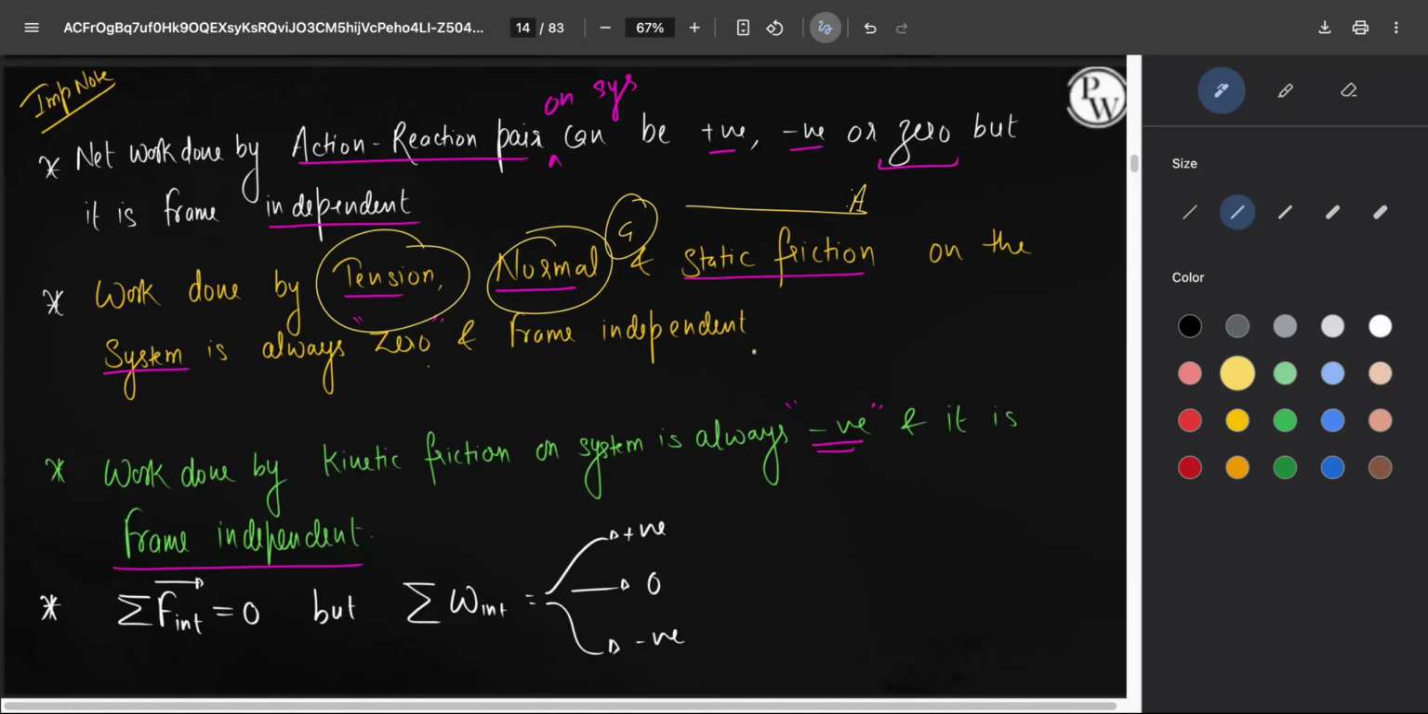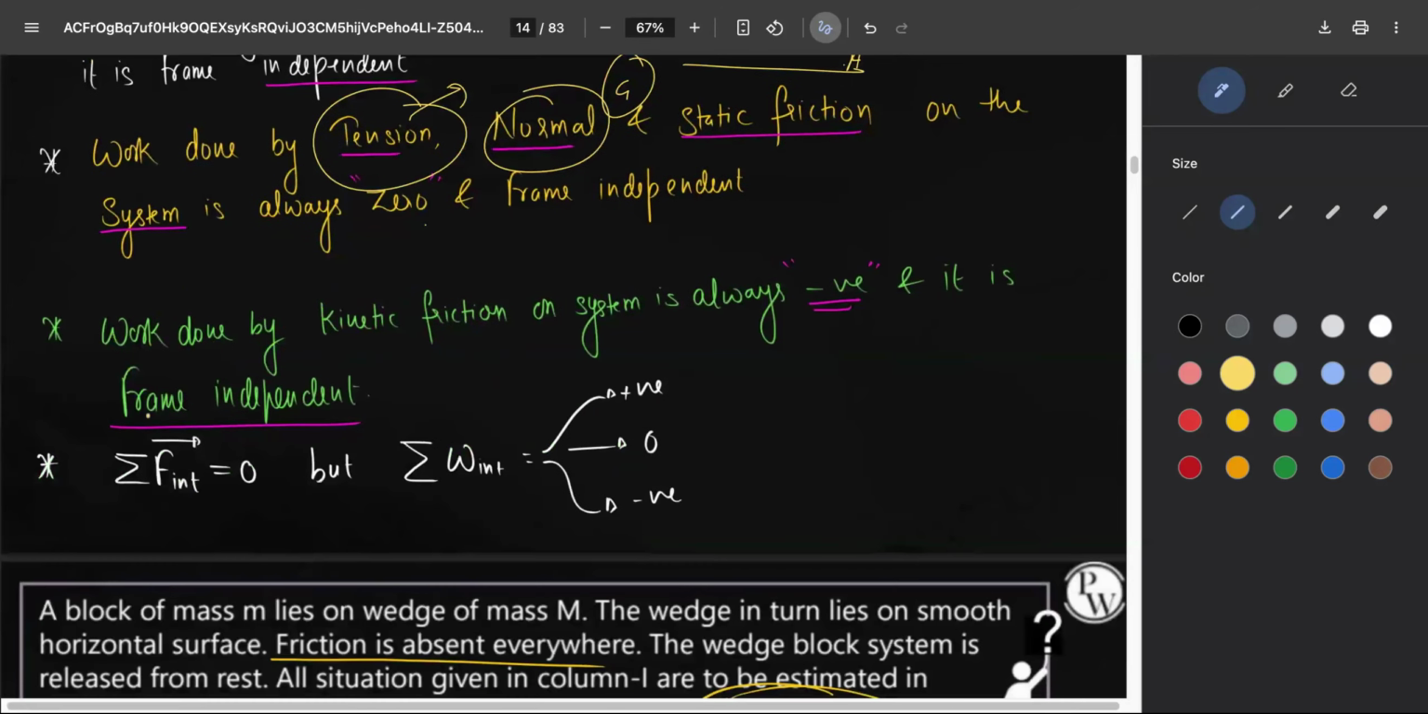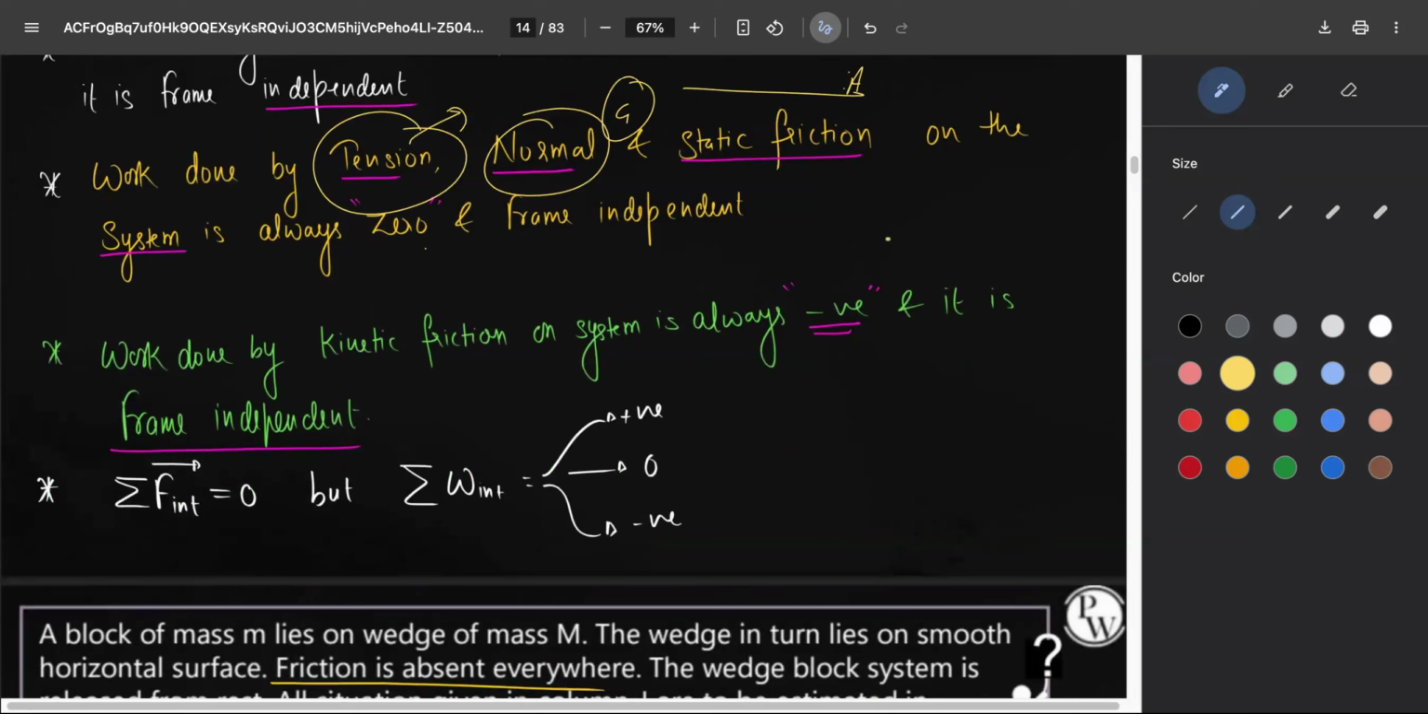Wherever you are sitting, this tension force is always going to do zero work, and the same goes for static friction. Work done by kinetic friction on the system is always negative. When an object is moving, kinetic friction is always applied on the moving object. If the object is moving in this direction, then kinetic friction must be applied in the opposite direction. So Fk dot x will result in negative.